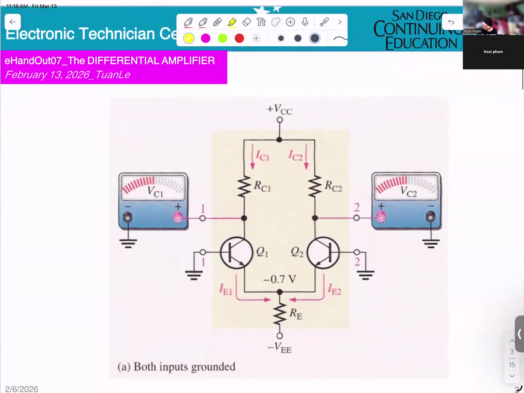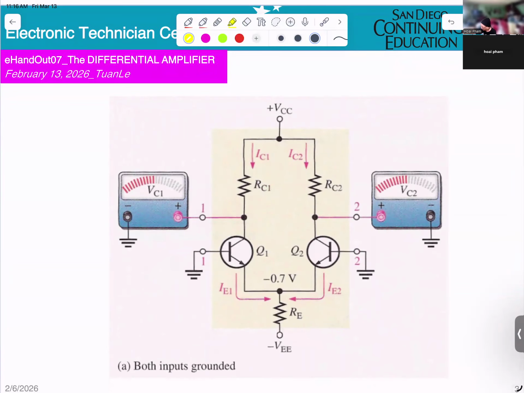Okay, now we'll see. First thing, they connect Q1 base to ground, Q2 base to ground. Both inputs grounded, and they connect the meter to measure the voltage at the collector, same thing. And it looks like both voltages will be the same. Okay?